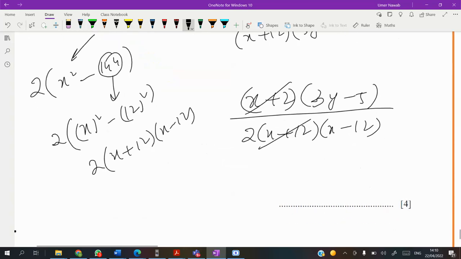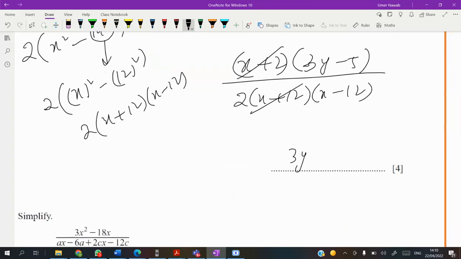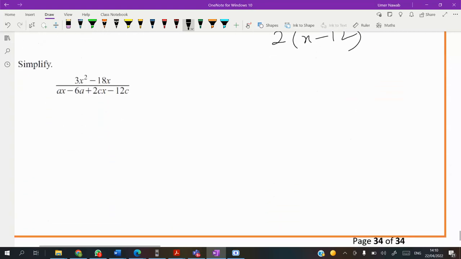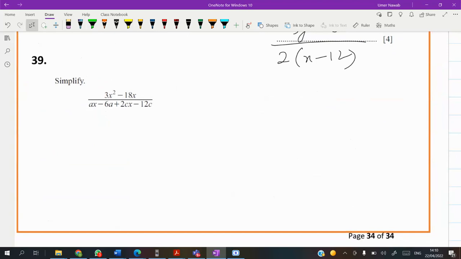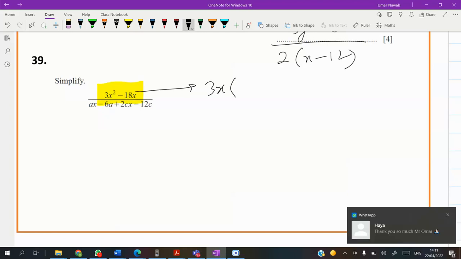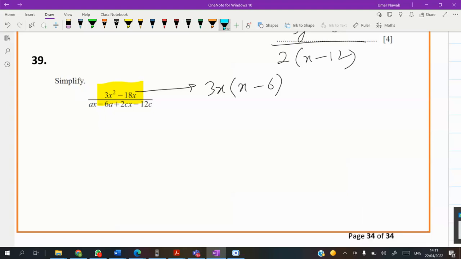Something cancelled. My answer is 3y minus 5 over 2x minus 12. Next, this is simple factorization, 3x common. So x minus 6, and the denominator is a common. Yani, I go for grouping, so x minus 6.